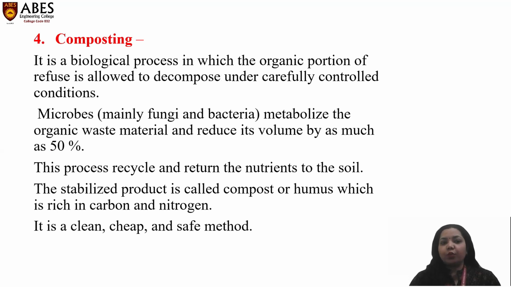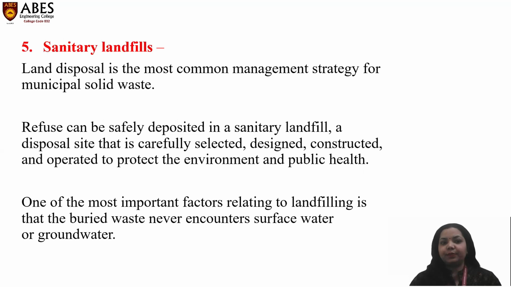Another method is composting. It is a biological process which takes place with the help of different kinds of organisms like bacteria, earthworms, etc. In this process, the waste, basically biodegradable waste, is converted into manure, and that manure is very rich in nutrients and can act as a biofertilizer for different kinds of vegetation. This process recycles and returns all the nutrients to the soil. The stabilized product is called compost or humus, which is rich in carbon and nitrogen. It is a very clean, cheap, and safe method. It requires the least skills.